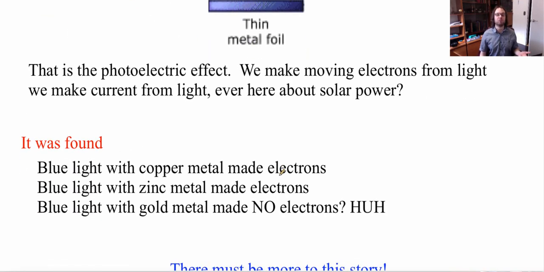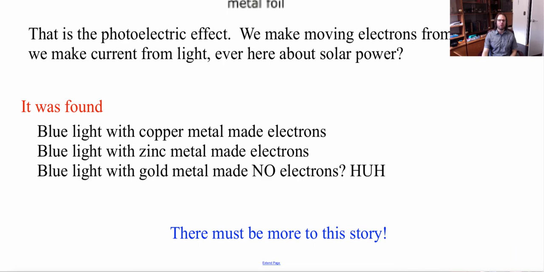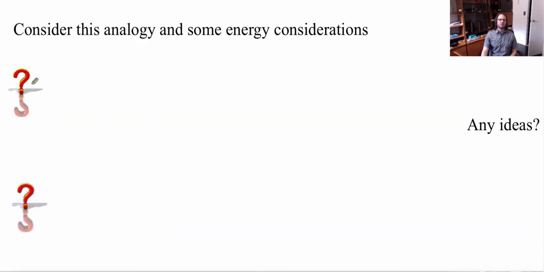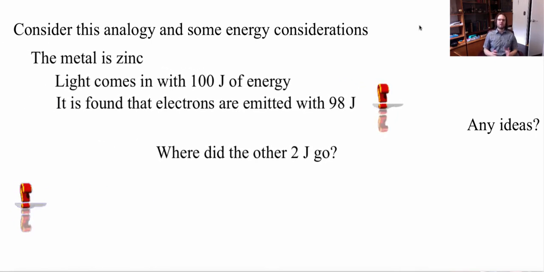So what was found is blue light with copper metals made electrons. Blue light with zinc metals made electrons. Blue light with gold metal made no electrons. Well, if that's true, there must be a lot more to the story. So let's consider some of these here. First of all, zinc metal, light comes in with 100 joules of energy. It's found that the electrons emitted have 98 joules. Where did the other 2 joules go?